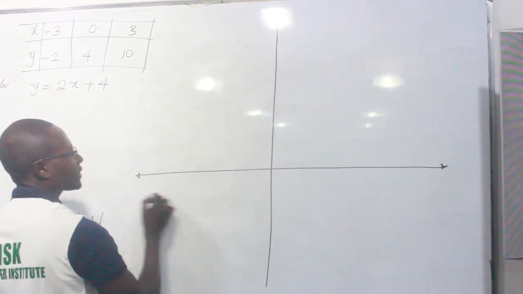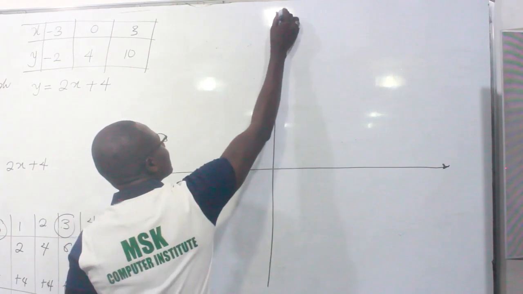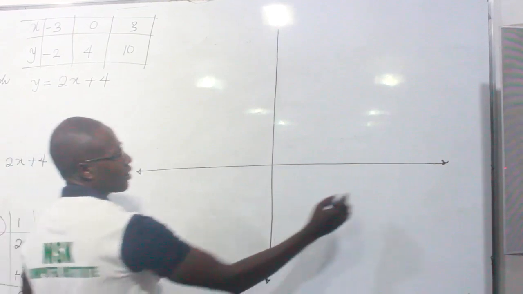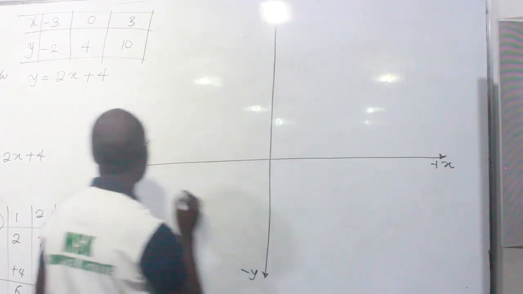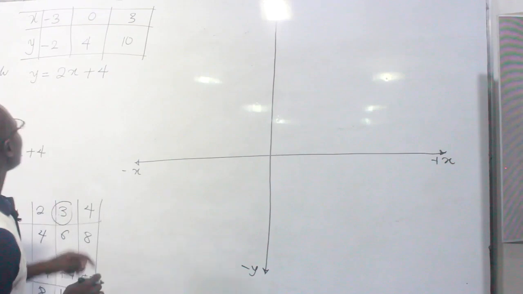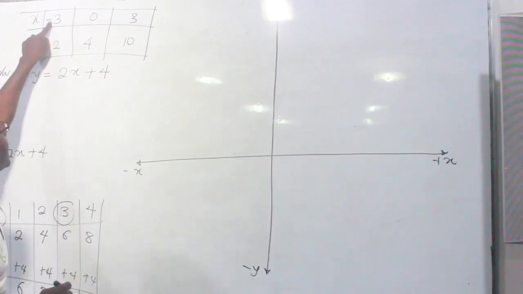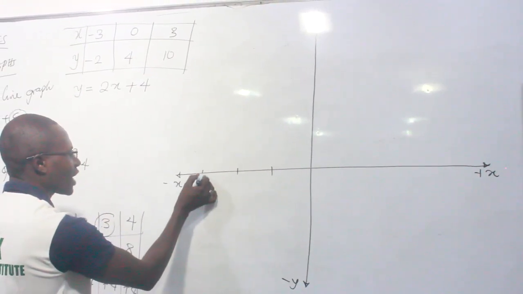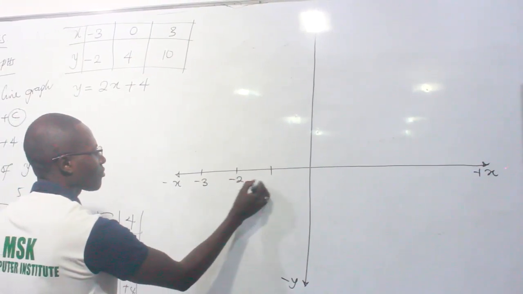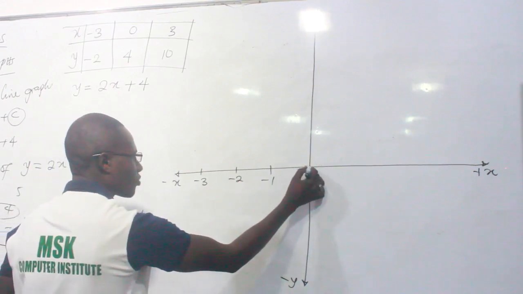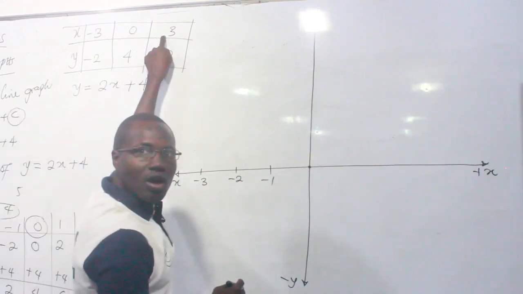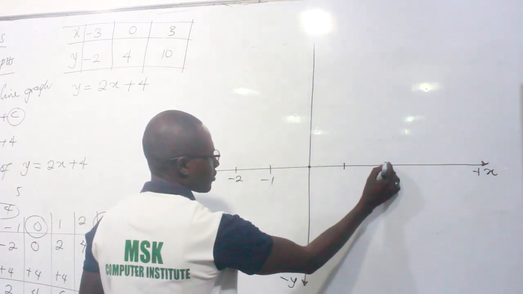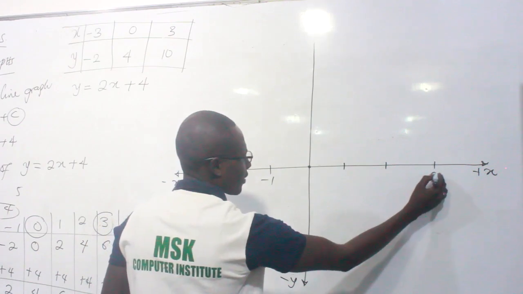That is the x and the y axis. This is plus y and this is minus y. This is plus x and this is minus x. So here we have minus 3 as the least value of x. So let's say here is minus 1, minus 2, minus 3. And this is 0. And the highest value of x is 3. So here we have 1, 2, 3.